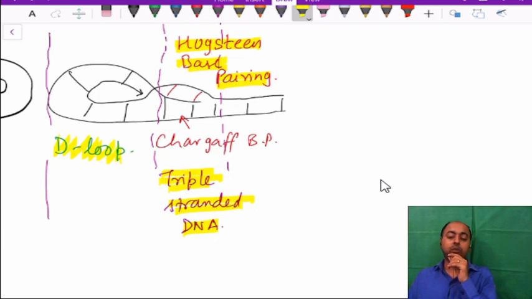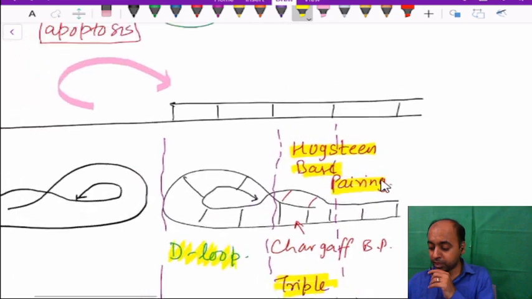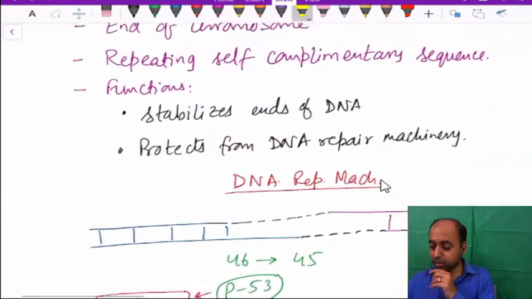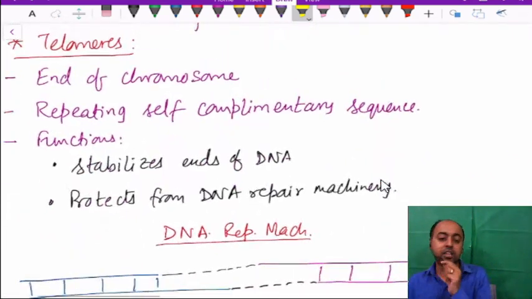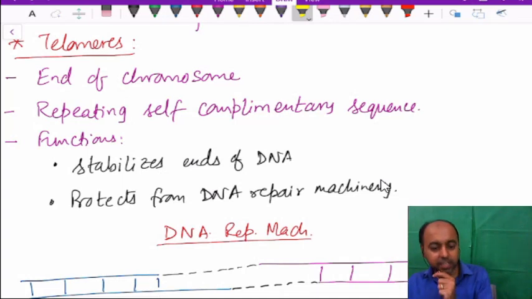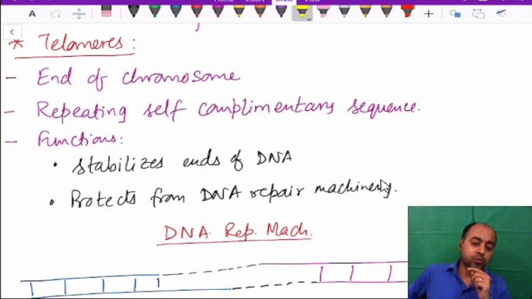So these are some of the important points about the telomere. Remember the functions of the telomere. It stabilizes the ends of DNA and it protects the DNA from the DNA repair machinery. If we are unable to do this protection, the two DNA will combine together and will result in apoptosis. This is what happens when the telomere is deleted.